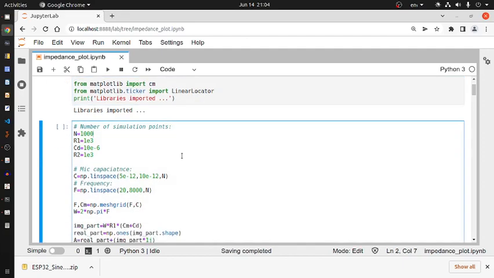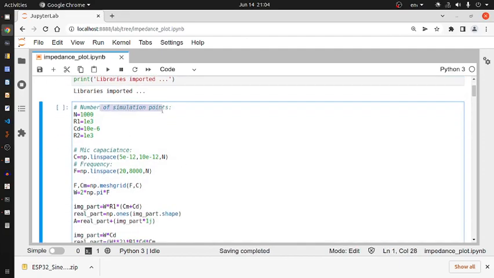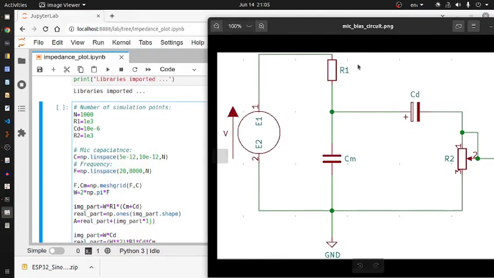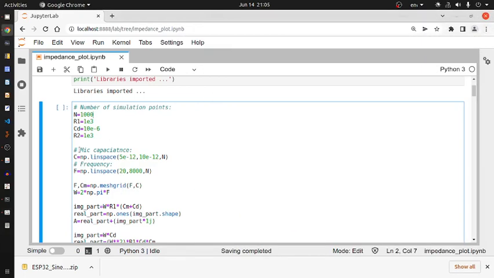Now take a look at code section 2. This is important. The number of simulation points, that means how many points we will simulate over different axes, I took as n equals 1000. R1 I chose as 1 kilo ohm, Cd equals 10 microfarad, and R2 equals 1 kilo ohm. That means the resistance across which we are taking the output, we are assuming both are equal.